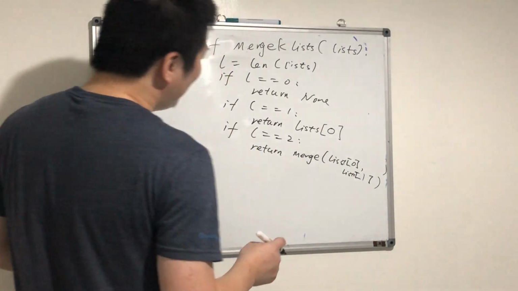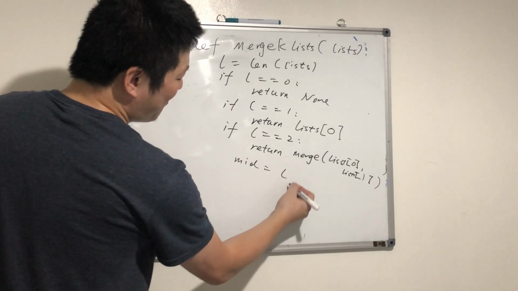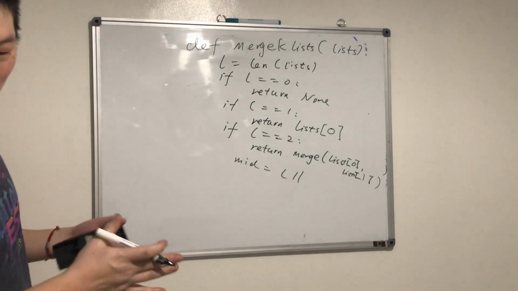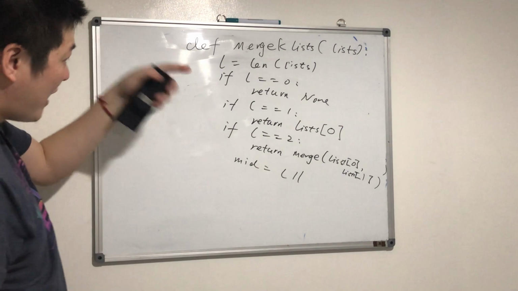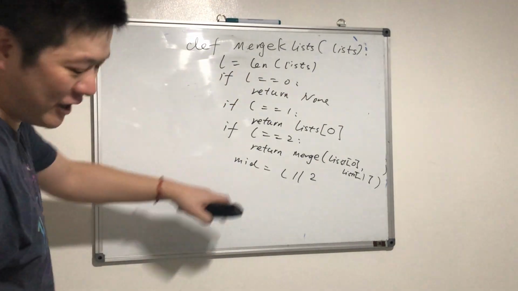Okay, now the middle one. Where's the middle? Mid equals what? L divided by what? The roughly the mid. What's L? L is the length of the list, divided by 2. Yes, divided by 2, okay? So now we know the middle one.